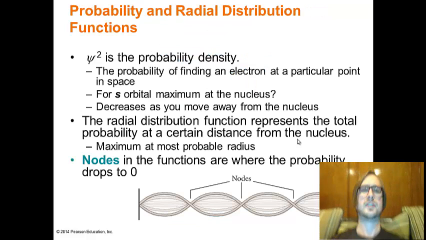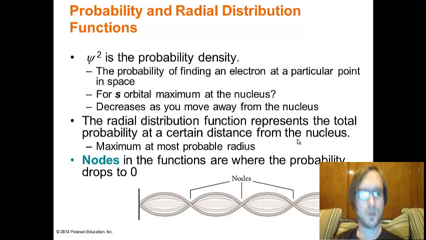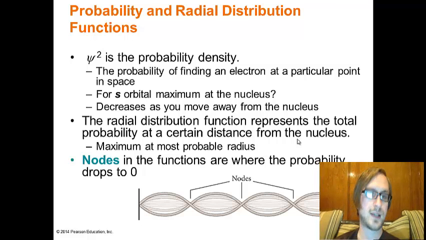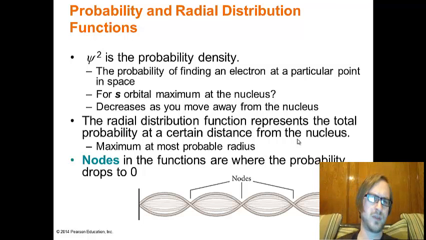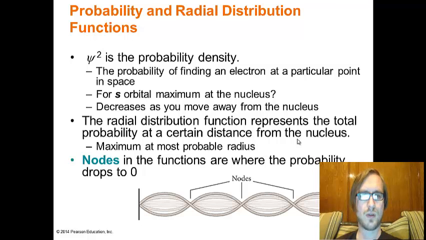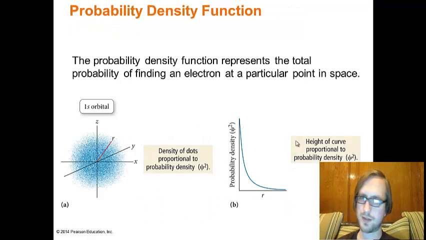So I talked about earlier that psi is that Greek letter there, the wave function. If you square it, you get probability. So the probability of finding an electron at a particular point in space for an s orbital, the maximum is at the nucleus, and decreases as you move away from the nucleus. The radial distribution function represents the total probability at a certain distance from the nucleus. So nodes in the function are where the probability drops to 0. I know that doesn't make much sense. Let's look at the graphs, though.